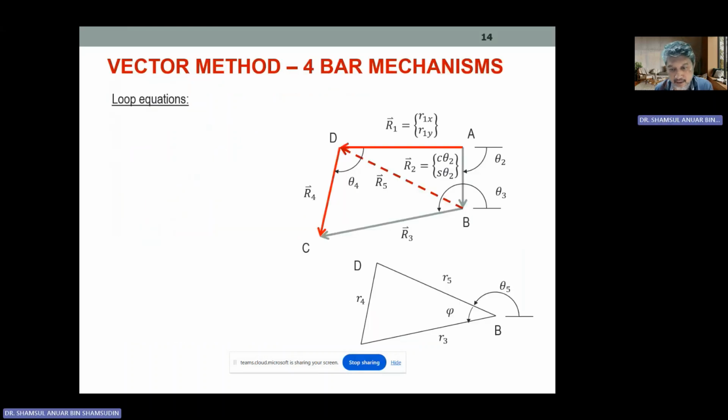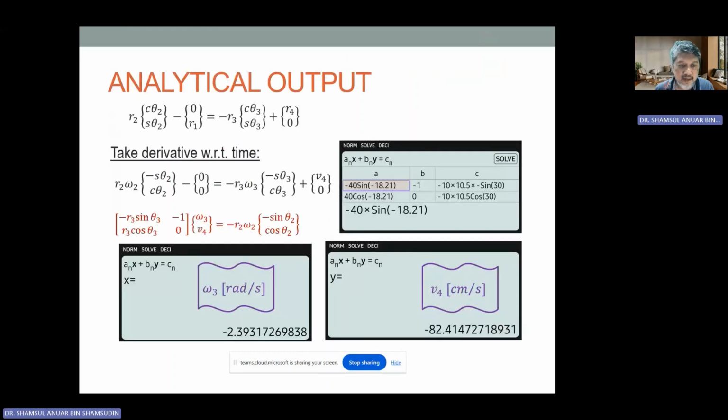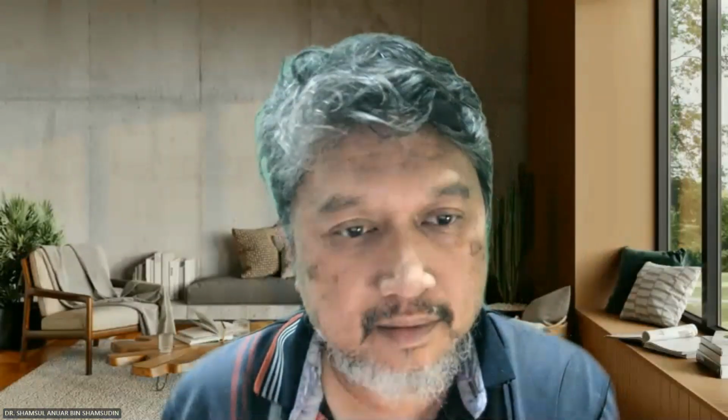Okay, next we are going to have this four-bar example, and I'll leave that for the next class. And stop the sharing. Should you have any problem, feel free to contact me regarding this topic.